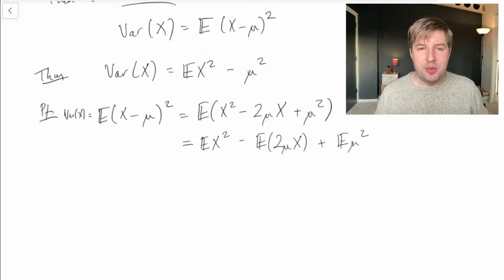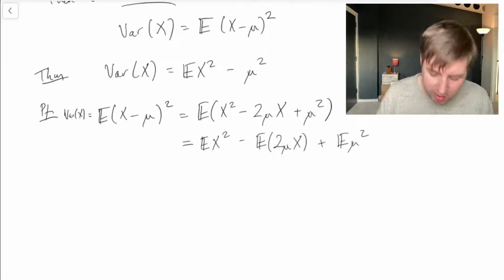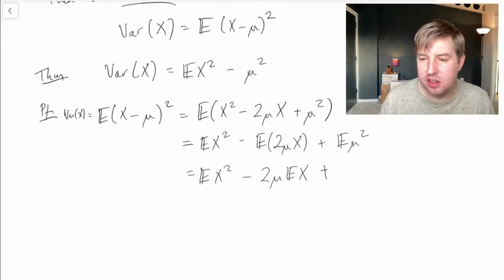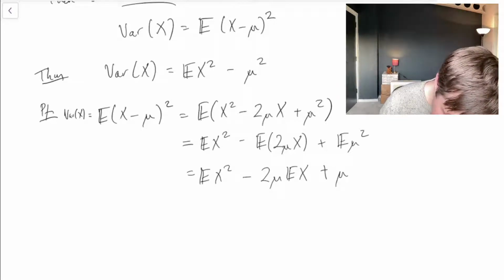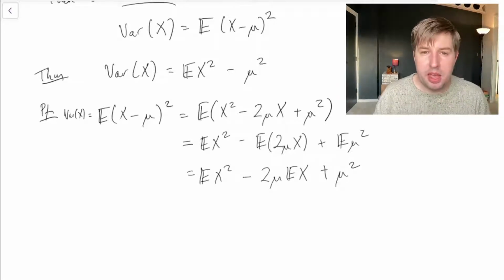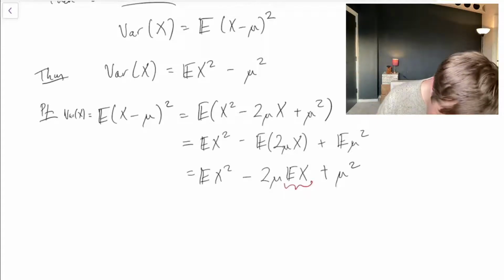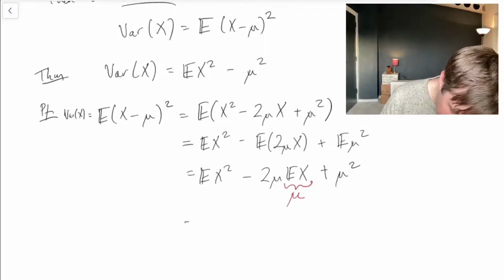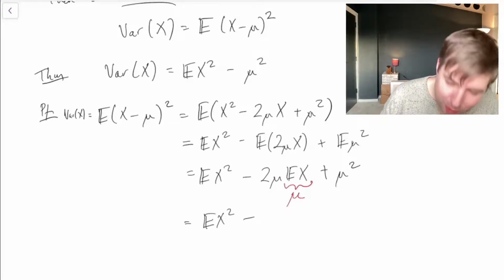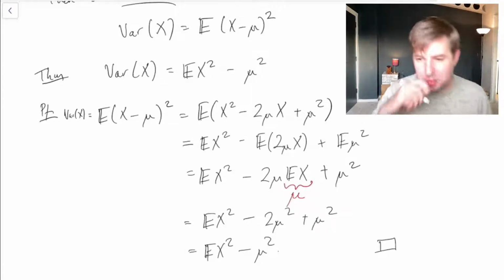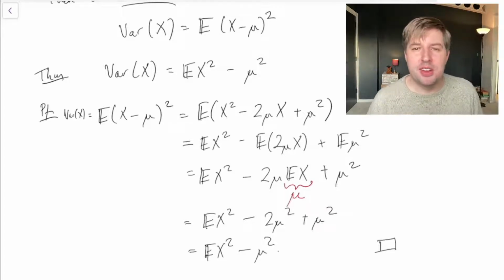And again, we can do things like taking constants outside. So this term, we can't really do anything with that. Here we can take 2 mu outside. And mu squared is just a constant, and the expectation of a constant is just itself. But here, in this middle term, the expectation of X, that is the thing we were calling mu, right? So in fact, this is the expectation of X squared minus 2 mu times mu, which is 2 mu squared, plus mu squared. So that all comes out as the expectation of X squared minus mu squared, which was what we were trying to prove. So just a bit of monkeying around with the definition of expectation there.